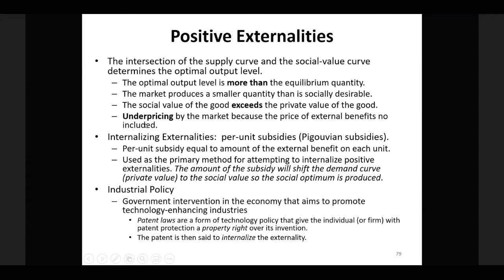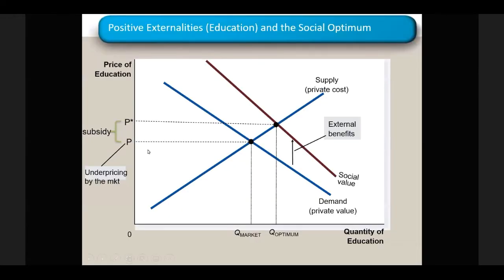So also there is underpricing by the market due to the external benefits not being included. You can see that the price charged here, relative to P star, is underpricing. So the firm is producing Q market and charging P in the market. But for optimal production, the firm must be producing at this level and charging this price. So the difference between the price here, if you give it as a subsidy to the producer, will increase the producer's private value and make it in line with the social demand curve.